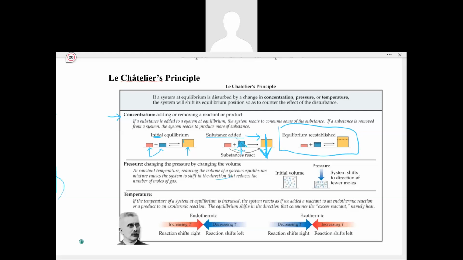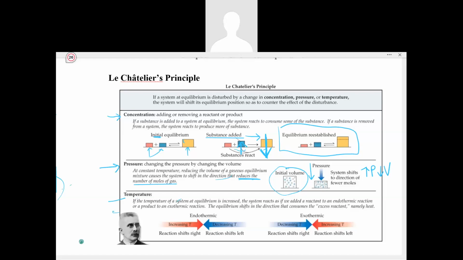Another concept within this principle is that of pressure. So pressure and volume are inversely related. So if we have an initial volume here and we increase pressure, we're going to see that we decrease volume. So again, increasing pressure would decrease volume. They're inversely related. And as long as we remain at constant temperature, we will see a shift to the direction that reduces the number of moles of gas, so the smaller volume. So we'll see some of these examples below in some practice problems.